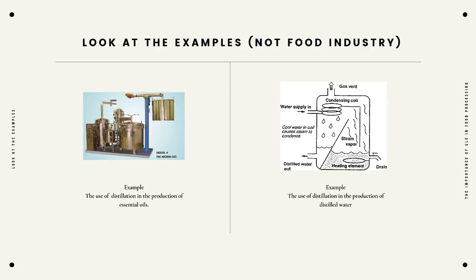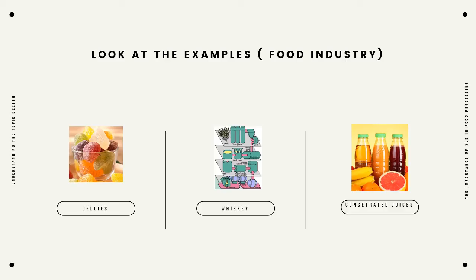Okay, there are a lot of examples of the use of VLE that are not in the food processing industry, such as the use of distillation in the production of essential oils. This is the equipment. Next, the use of distillation in the production of distilled water, and this is the equipment used. So next, examples of the use of the vapor liquid equilibrium method in the food industry are jellies, production of biscuits, and the production of concentrated juices.